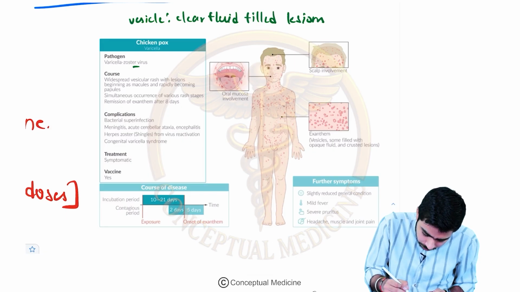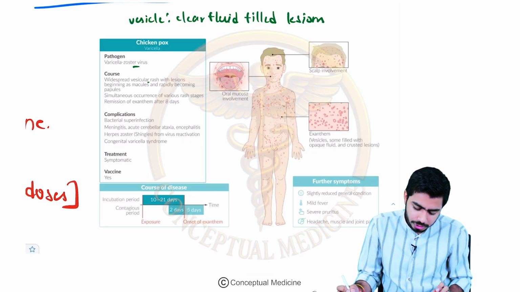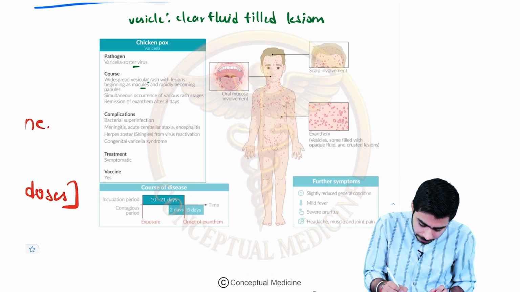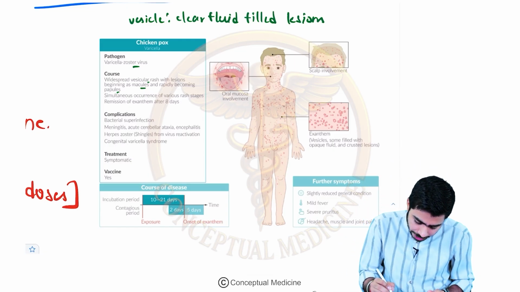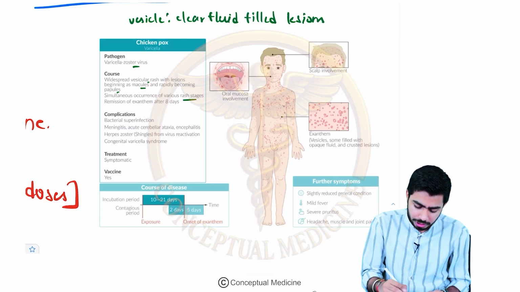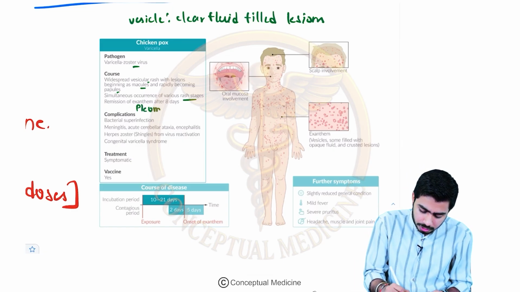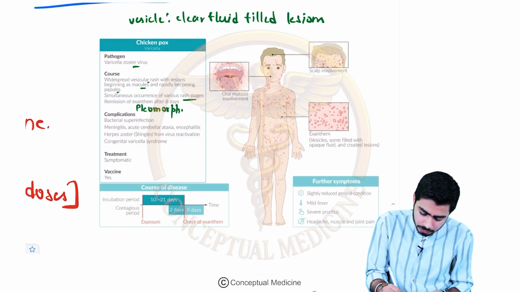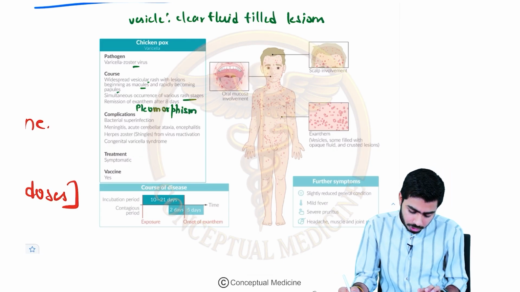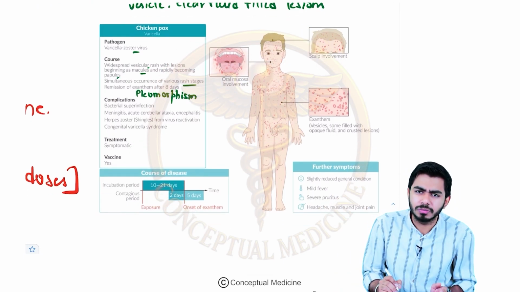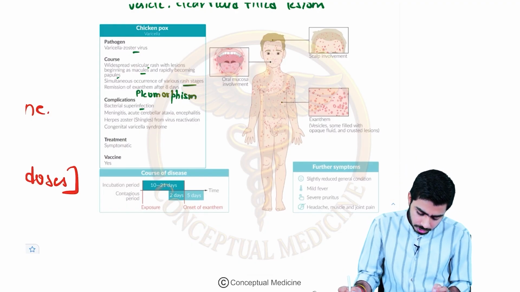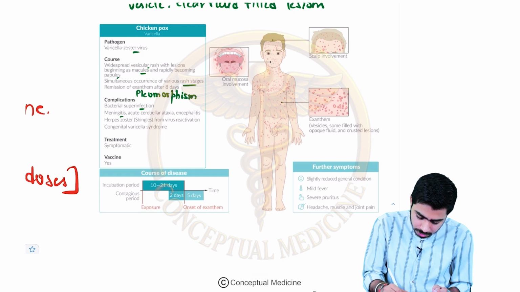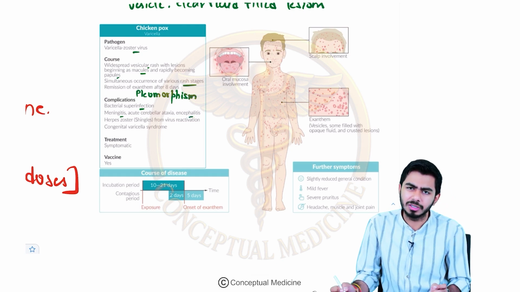So over here we can see a widespread vesicular rash, appearing as macules and rapidly becoming papules. So a maculopapular rash can be seen, with various rash stages at the same time. That is called the pleomorphism pattern. Very nice. Then some complications might be seen, for example bacterial superinfection, secondary infections. Meningitis can be there, cerebellar ataxia, encephalitis can be there, but not that common.